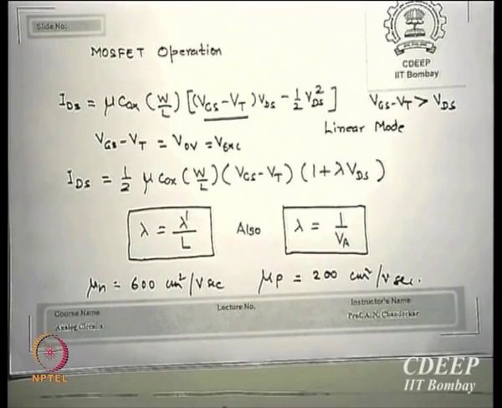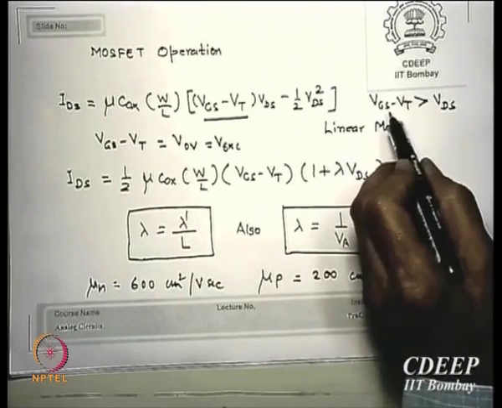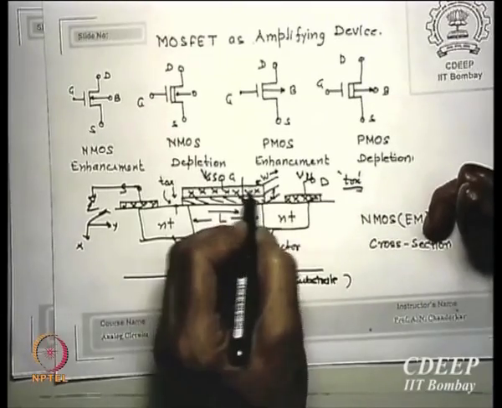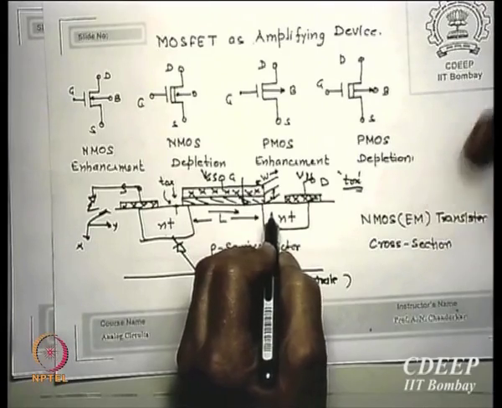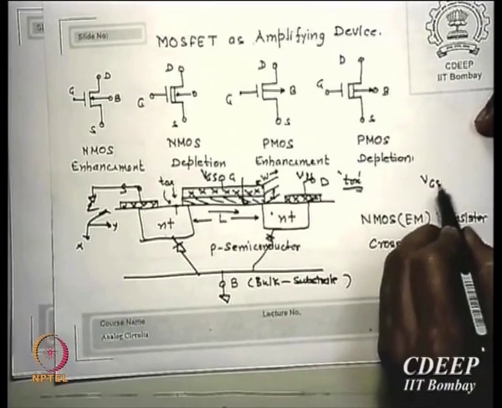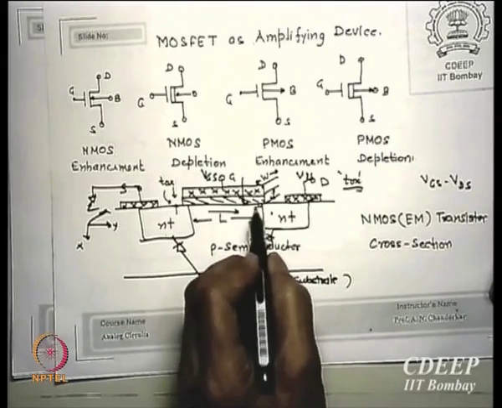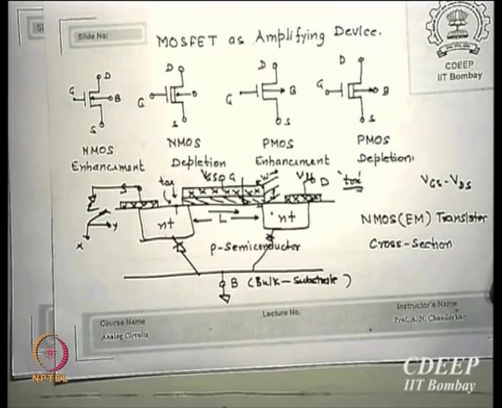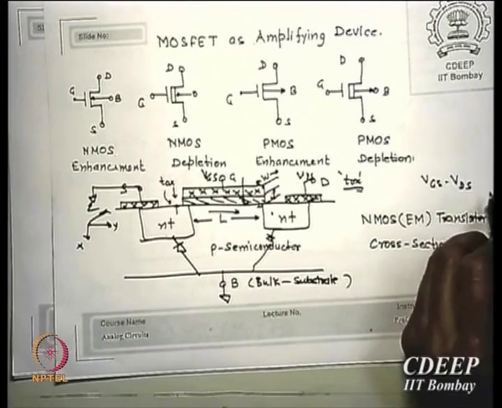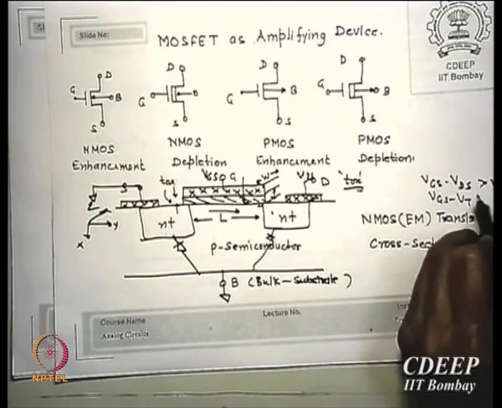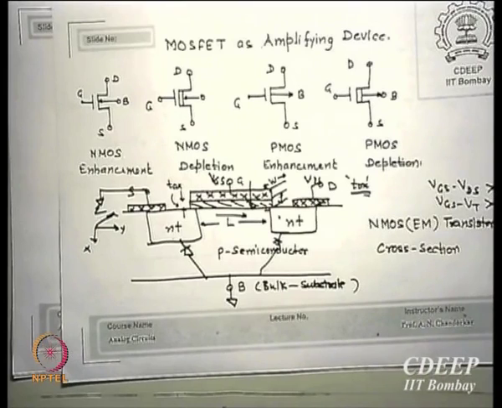Is that correct? Why is this condition valid? Because at the drain end, please look at the drain end voltage. This is VGS, this is VDS. So, what is the difference at the drain end? VGS minus VDS. If I want inversion to appear at the edge, this should be greater than VT, which means VGS minus VT should be greater than VDS. So, for the inversion channel to go till the drain, VGS minus VT must exceed VDS.